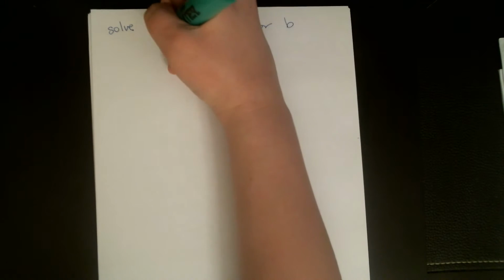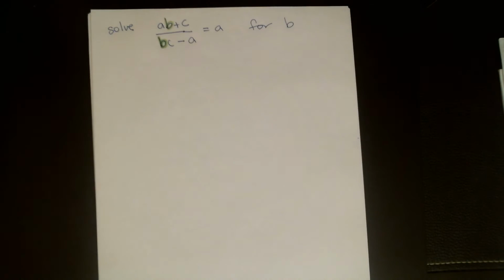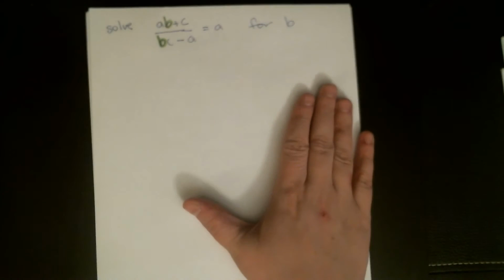This one we're supposed to solve for b, so I need to notice that I do have more than one b, so I have to not only isolate b, but also get down to a single b before I'm done. Okay, so I would go for my clear mess right away.